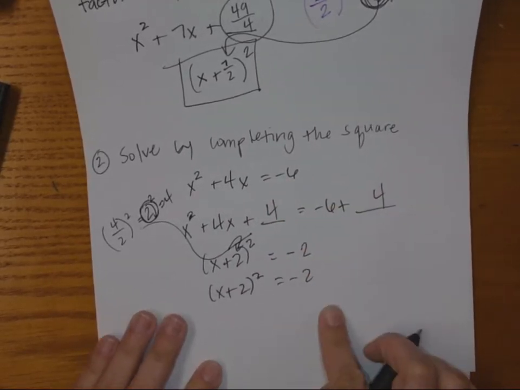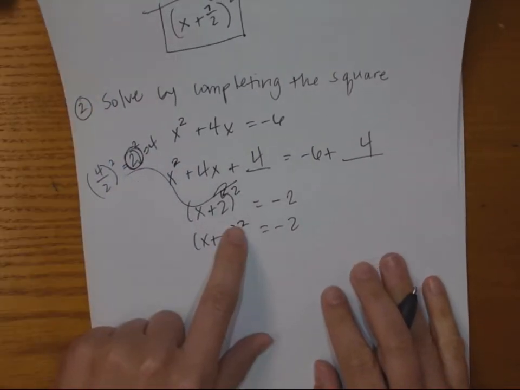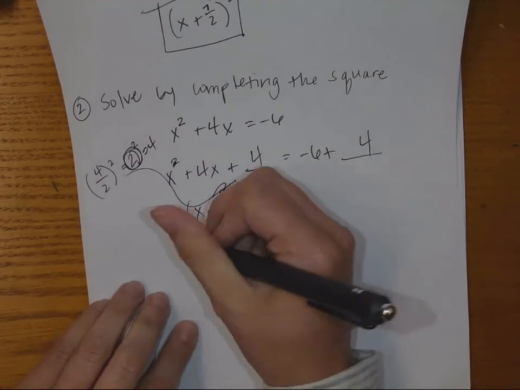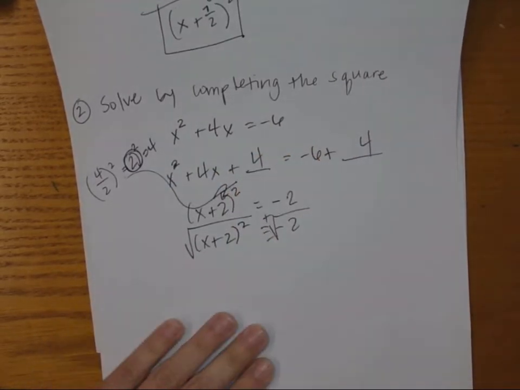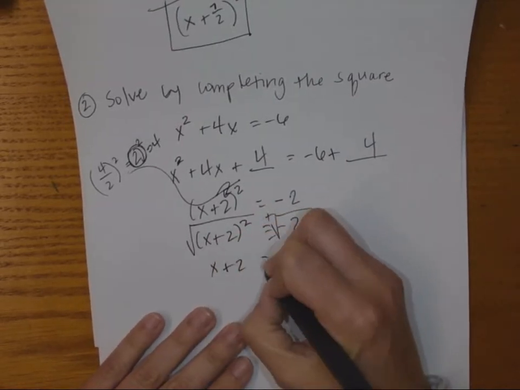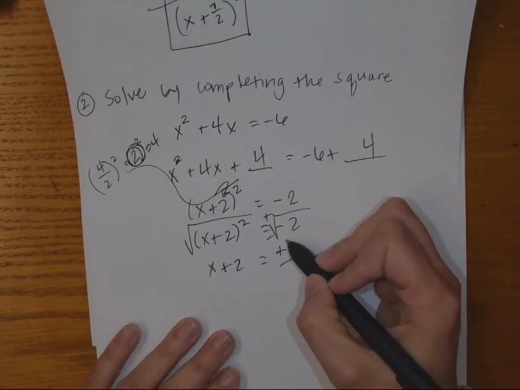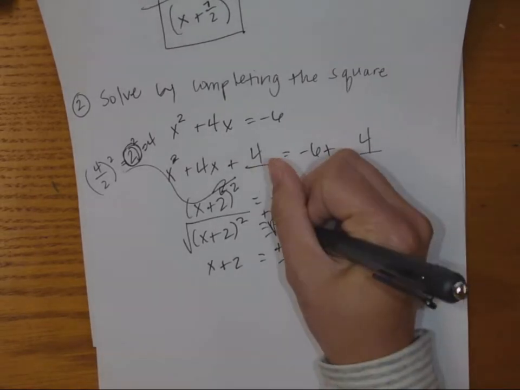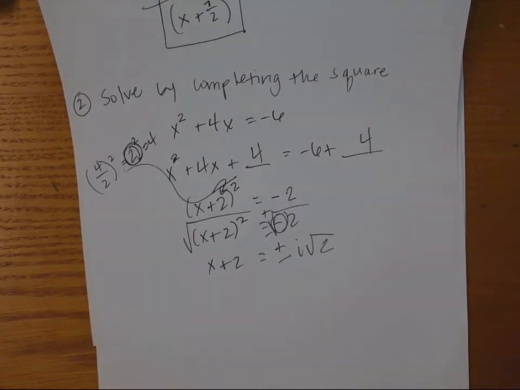So I have this equation. The way I solve this equation is to get rid of the squared. And I do that by taking the square root of both sides. It needs to be plus or minus. So on the left-hand side, I get x plus 2. On the right-hand side, I get plus or minus. I can't take the square root of 2, but remember this negative can come out as an i, so it's going to be i times the square root of 2.